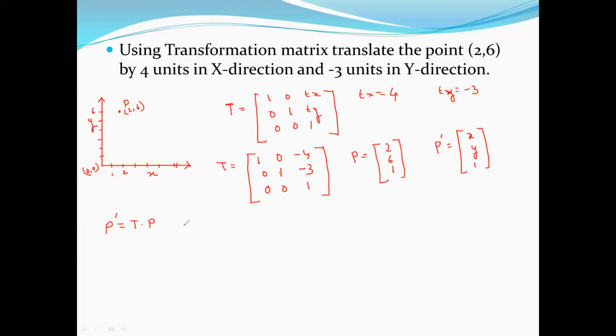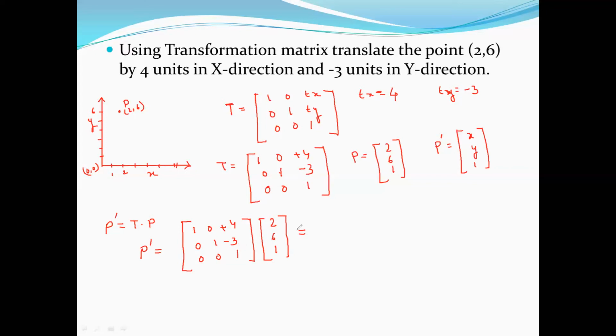So if we do so, what will happen? We will write like that. Our P dashed is equal to 1, 0, minus 4, 0, 1, minus 3, 0, 0, 1, and then 2, 6, 1. Fine. Now if you perform the matrix multiplication, you can see, sorry, this unit is not minus 4, this is 4, so we make it plus 4. It is plus 4 units as it is given.